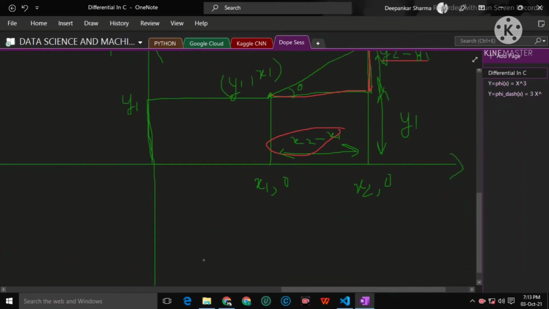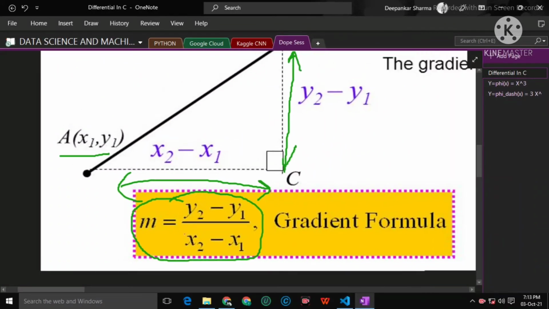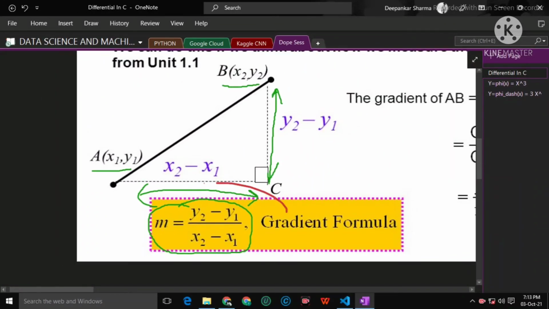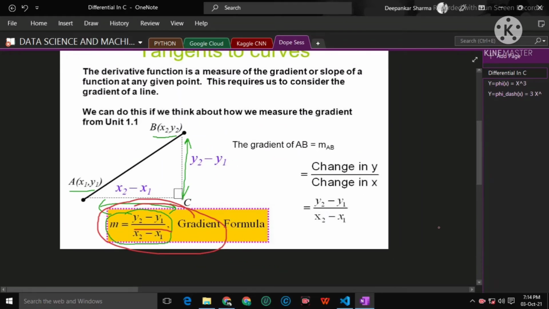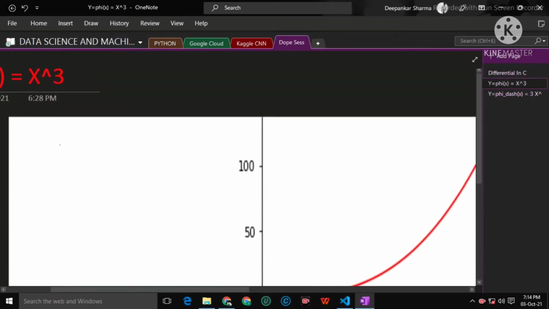So how the tangent works is exactly the same as shown on the left, which is (y2 minus y1) upon (x2 minus x1). So this is actually the tangent of a curve. We are denoting the change in y coordinate upon the change in the x coordinate.